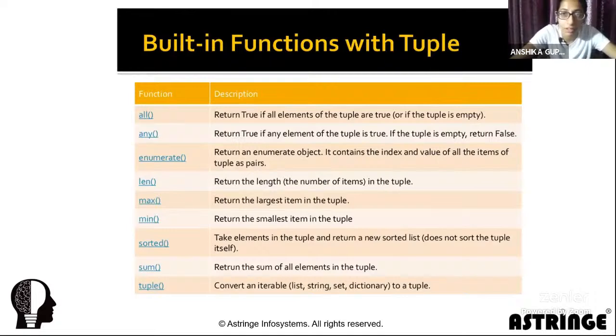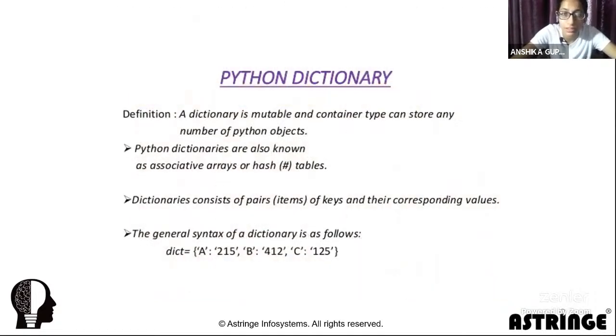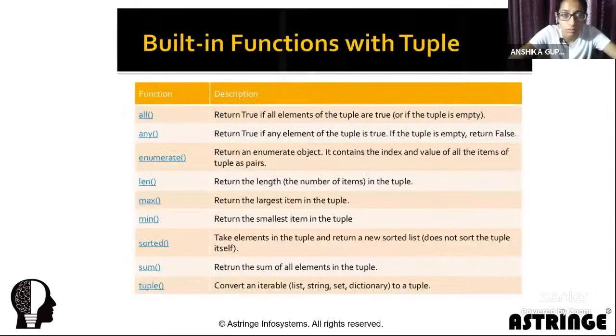So what are the built-in functions with tuples? There are a lot of built-in functions in tuples: all, any, enumerate, length, max, min, sorted, sum, and tuple. All means it will return true if all the elements of the tuple are true. Any means return true if any element of the tuple is true, or it will return false if the tuple is empty.